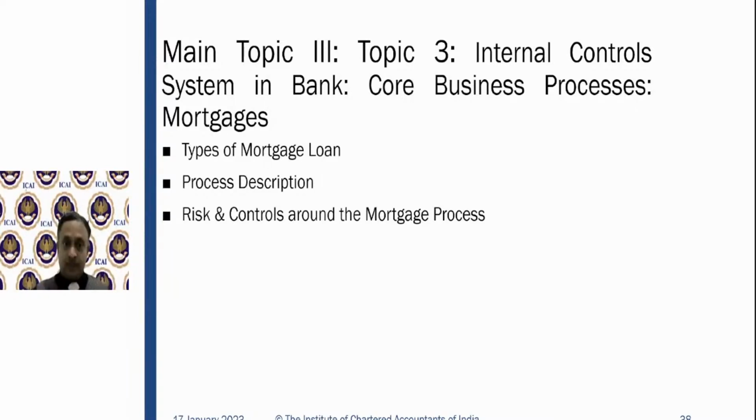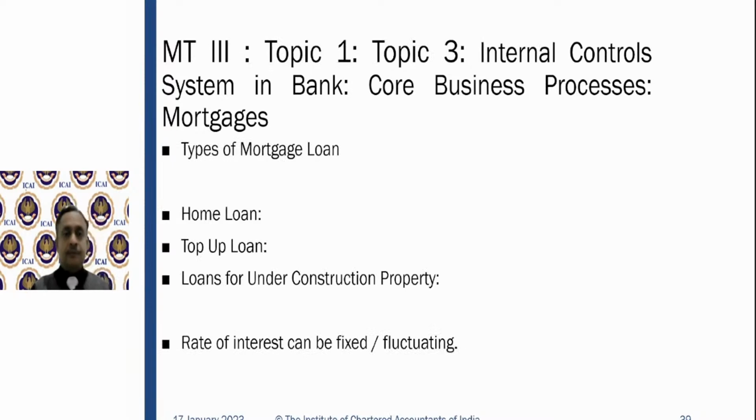Okay. So risk and control in mortgage process. So we talked about home loan, top up loan, loans for under construction property. Rate of interest can be fixed as well as fluctuating. Now, this is the process that has been discussed in the module. So keep yourself to that.